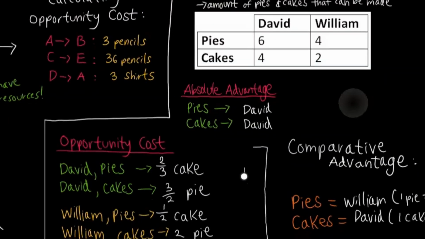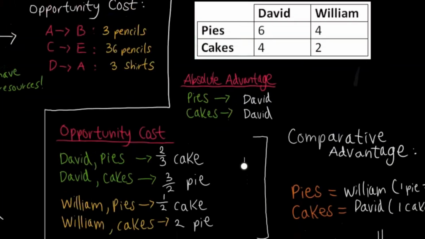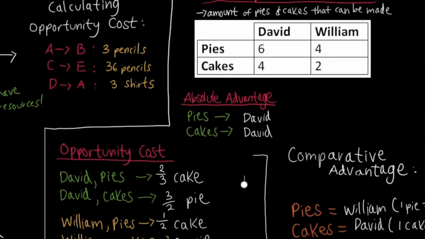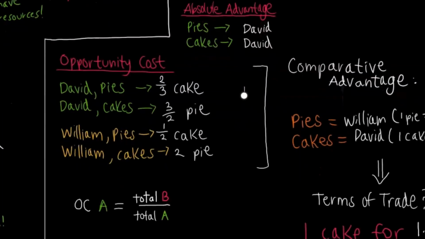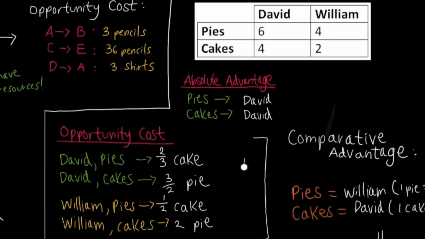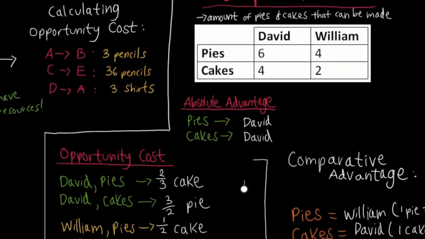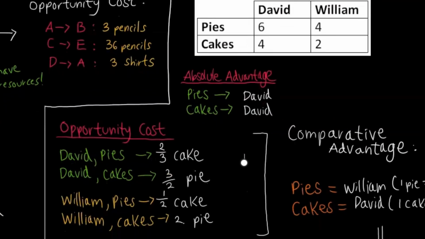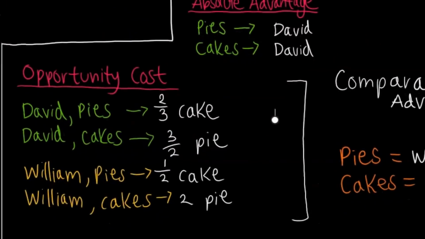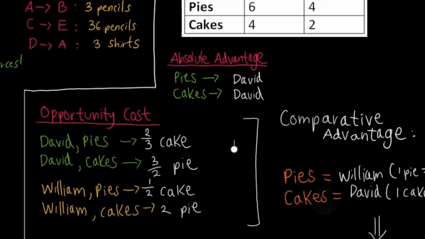Same thing for William. We have pies here, and we have 1/2 of a cake. Why? Well, we're just using this formula. Pies is good A, so that's 4. We need the total of B, the other product, which is cakes. Cakes is 2. 2 over 4 is 1/2. Now we can just take the reciprocal of that. Super nice and easy. When he produces 1 cake, he gives up 2 pies.